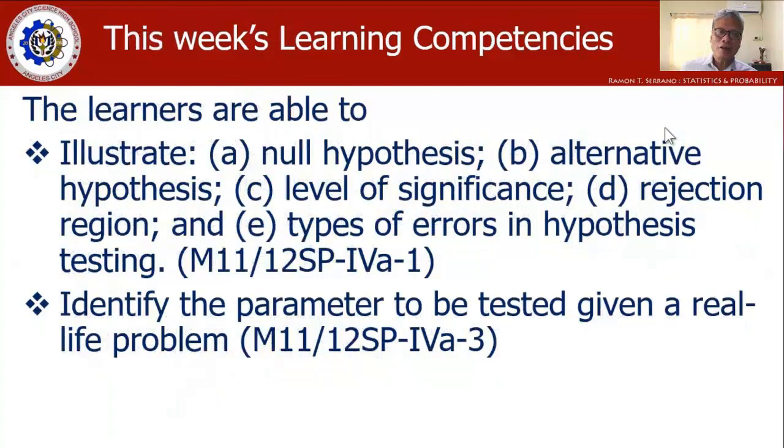Now, for this week, we're going to learn about null hypothesis, alternative hypothesis, levels of significance, rejection region, and types of errors in hypothesis testing. Must be exciting, okay? Identifying the parameters to be tested given a real-life problem.